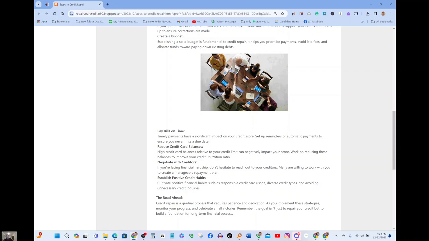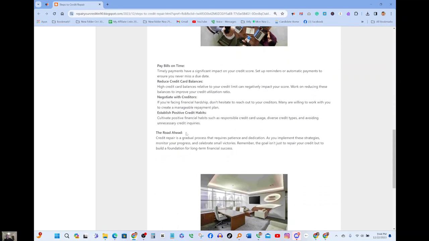Establish positive credit habits. Cumulative positive financial habits such as responsible credit and card usage, diverse credit types, and avoiding unnecessary credit inquiries. The road ahead.